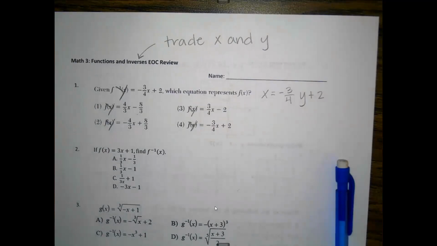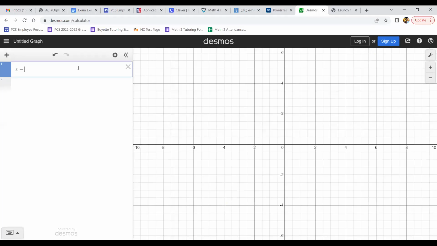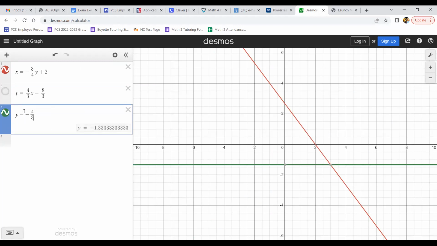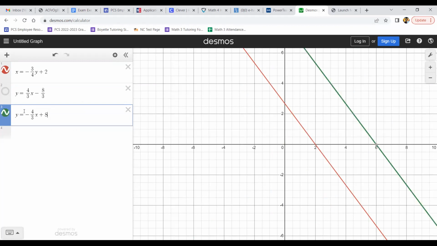So graph X equals -3/4 Y plus 2. Okay, so there's our graph. And then I'm going to go through and graph each of my answer choices and see which one matches up. So 4/3 X minus 8/3. That one does not match. Y equals -4/3 X plus 8/3. And that one does match. So number 2 is the original problem.